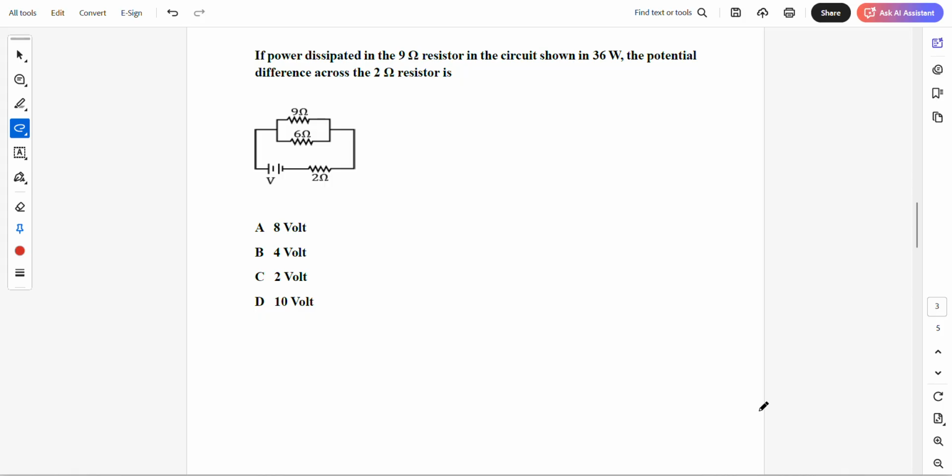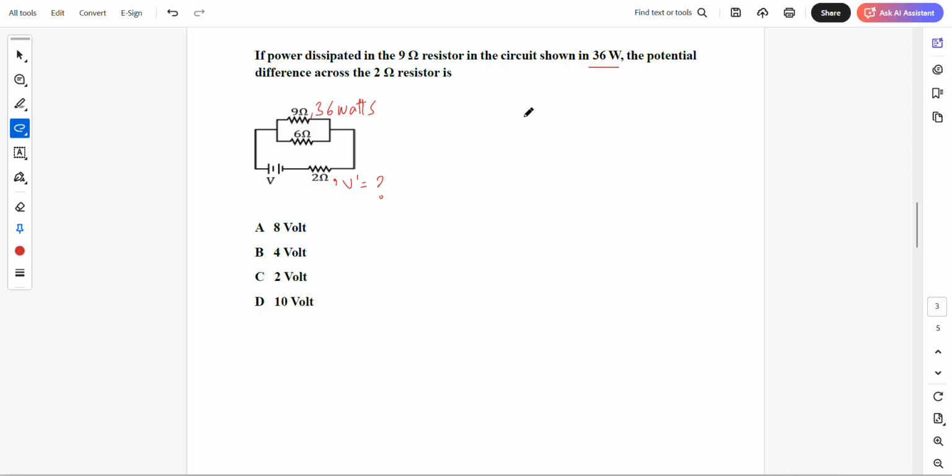Next problem. If the power dissipated in the 9 ohm resistor in the circuit shown is 36 watts, they are asking the potential difference across the 2 ohm resistor. How much is the potential difference? Let us say V dash is equal to question mark. What they have given? 9 ohm resistor, 36 watts of power is dissipated here.